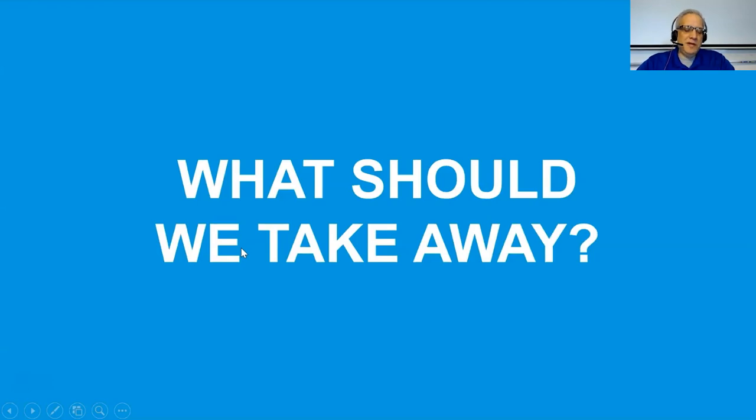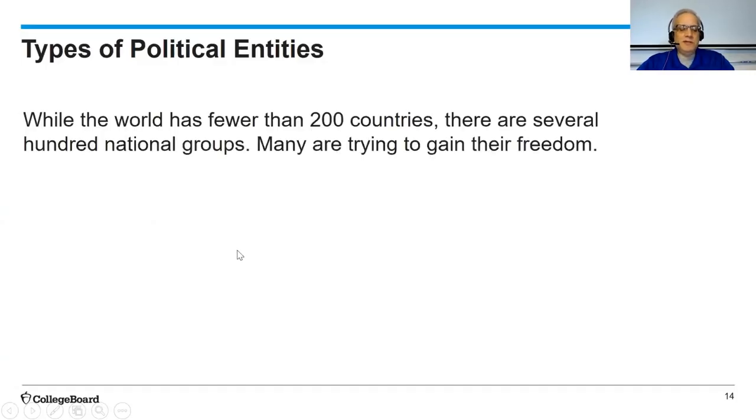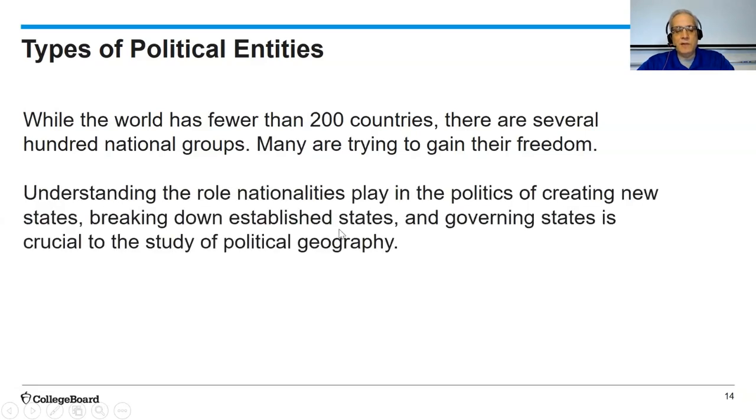So, what should we take away? Well, there are several different types of political entities. While the world has fewer than 200 countries, there are several hundred national groups. Many of those national groups are trying to gain their freedom to become nation-states. Understanding the role nationalities play in the politics of creating new states and breaking down established states and governing states is crucial to our study of political geography.